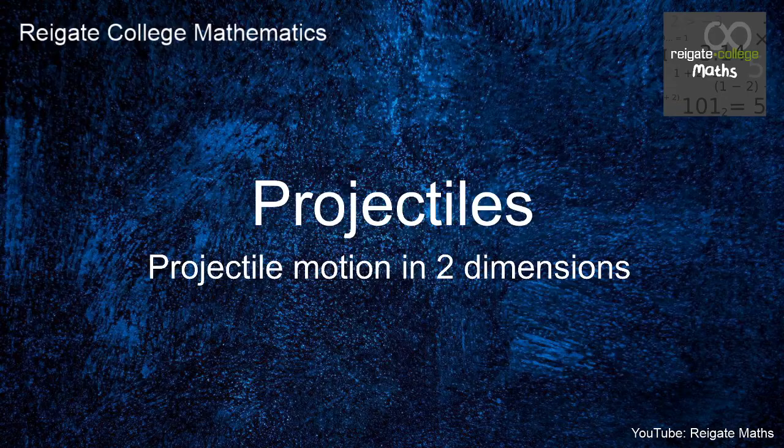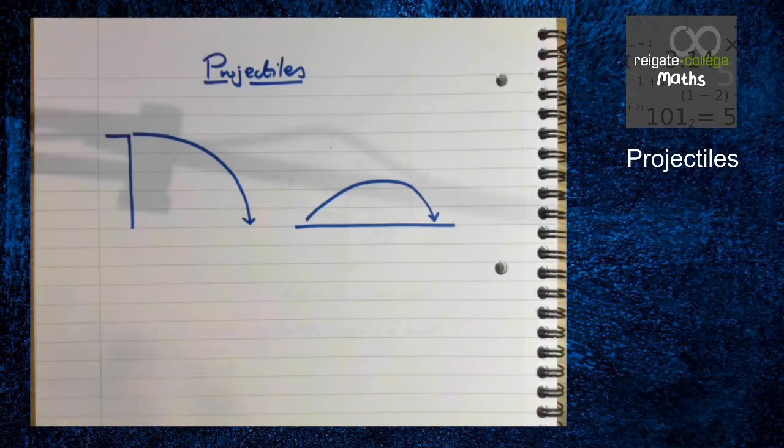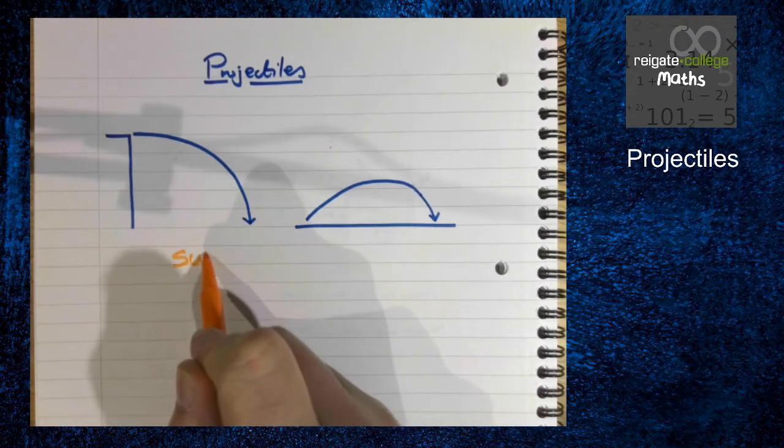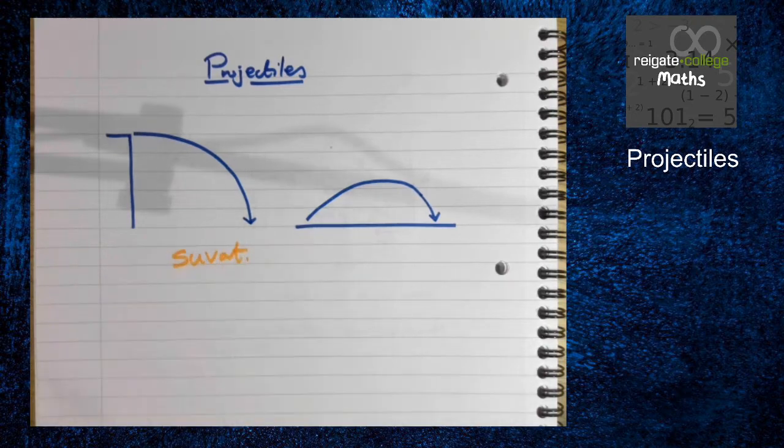So what do we mean by projectiles? Well, as I said, something being thrown off a cliff, or a ball being kicked or thrown, a gun being fired, things where something is moving through the air. Now, because we are doing kinematics, these are basically suvat questions. Okay, they are essentially at their core suvat.